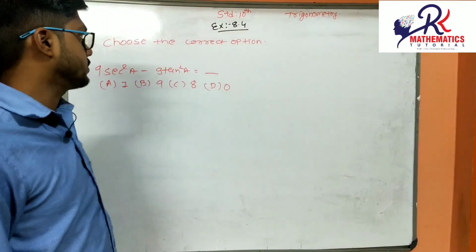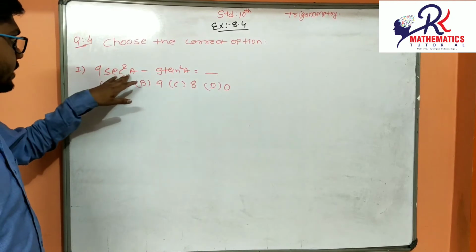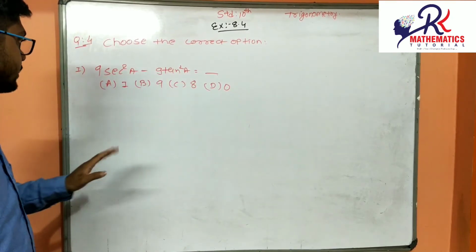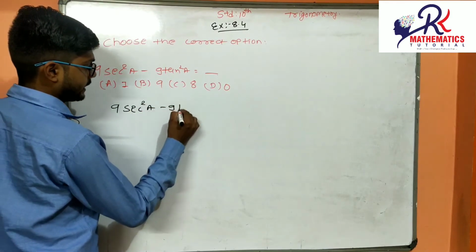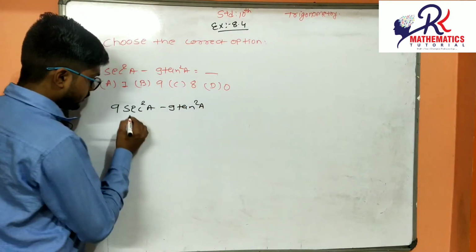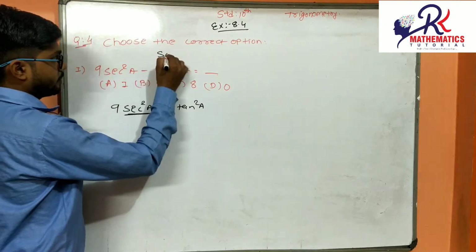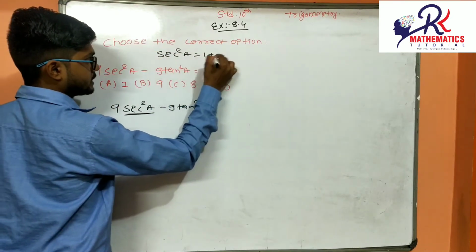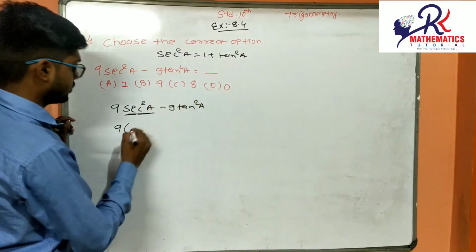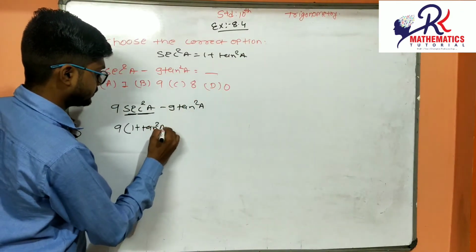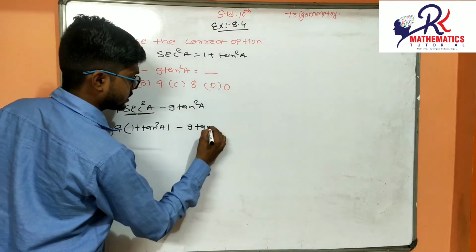Choose the correct option. The first one is 9 sec square A minus 9 tan square A is equal to blank. Now for sec square A, applying the identity, it is 1 plus tan square A. So in place of sec square A, we write 1 plus tan square A, minus 9 tan square A.